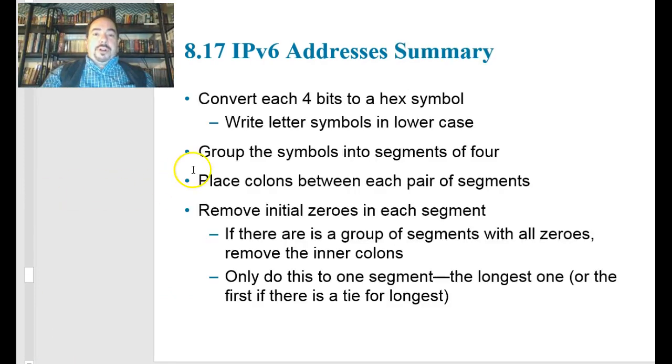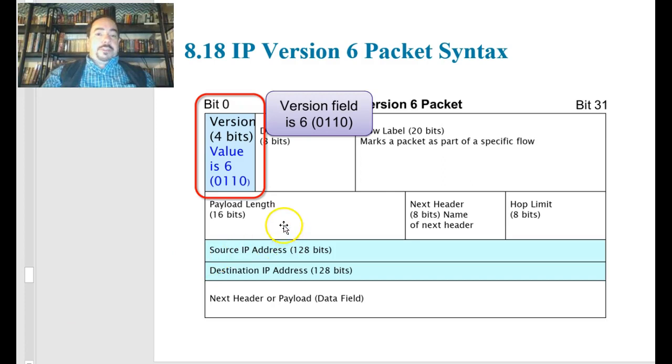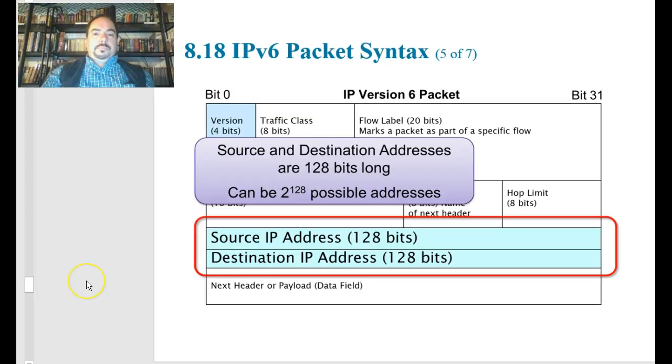So I put all the rules for how we notate IPv6 on one slide, just a quick summary. And the picture I wanted to show you before, where the first field has a value of 6, tells the router that this is a version 6 packet. So just remember that version 6 addresses are 128 bits long, so the source and destination addresses, the 2 important fields I want you to know in version 6, are 128 bits long.